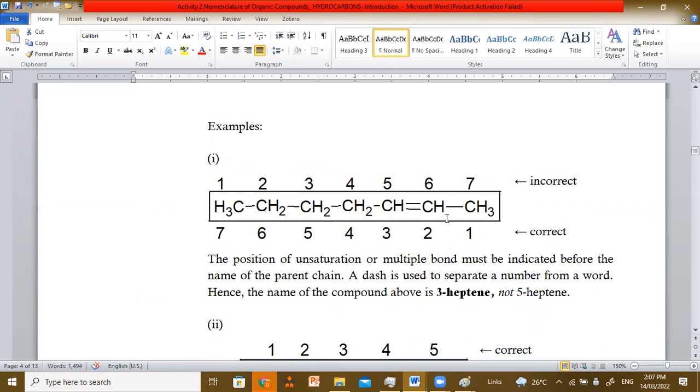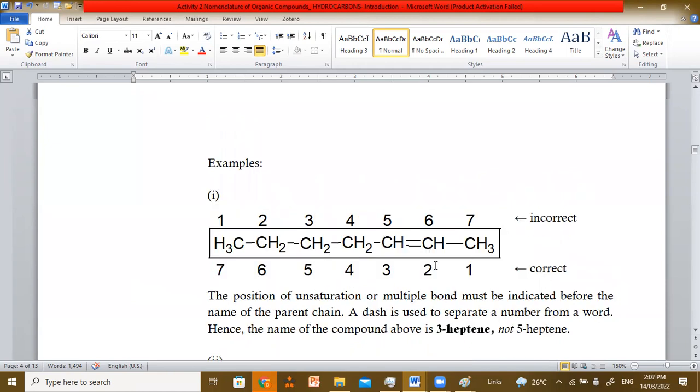Okay, so in this case, you have 1, 2, 3, 4, 5, 6, 7. Here is an example. And of course, again, you can start counting from the left or you can start counting from the right. So this one has a straight carbon chain, and there are 7 carbons. So for 7, we start with hept. And then since there is a double bond, we have our ending not A-N-E, but E-N-E. So our parent chain is heptene.